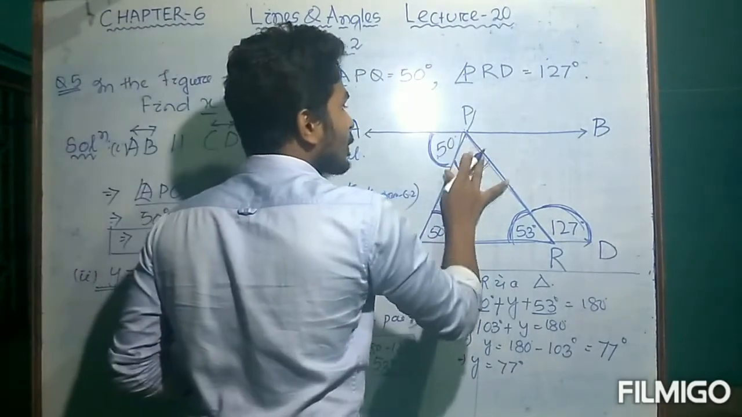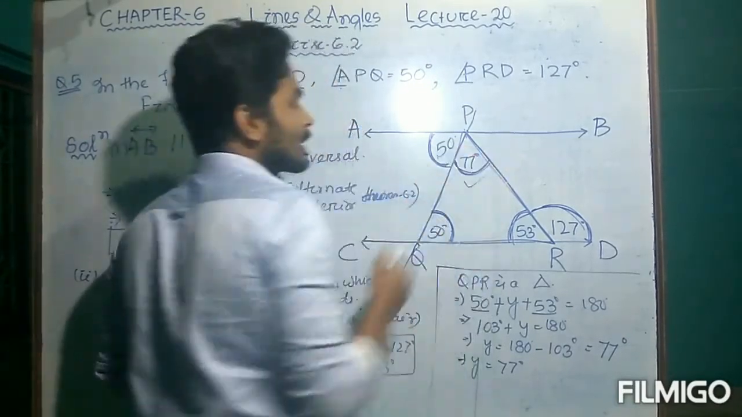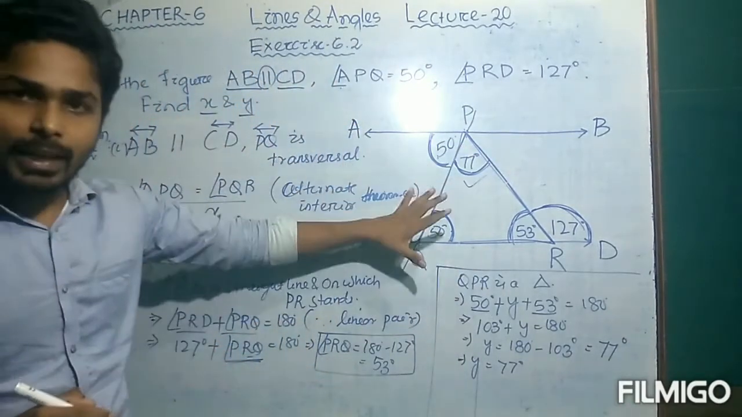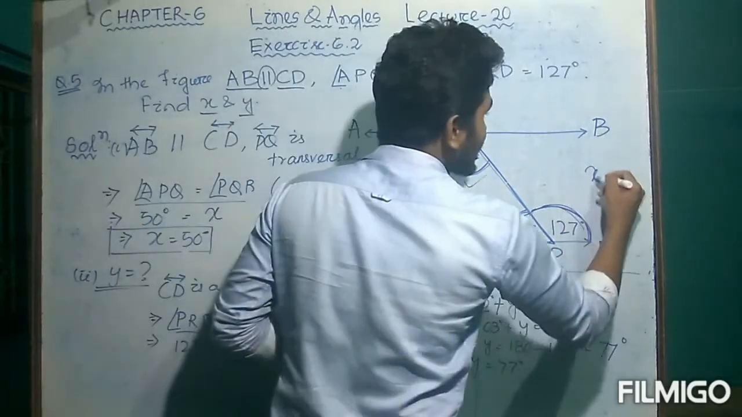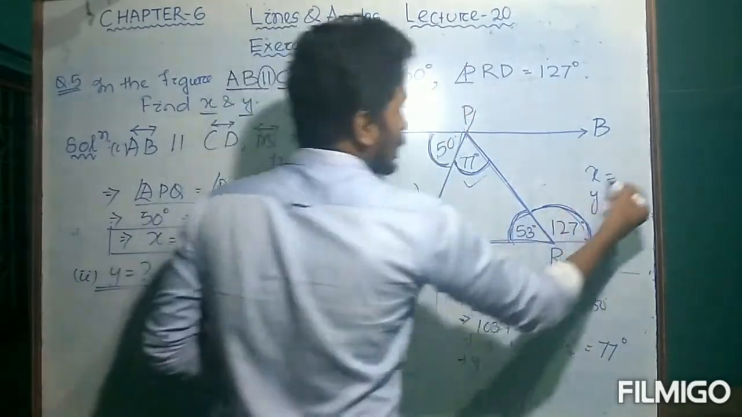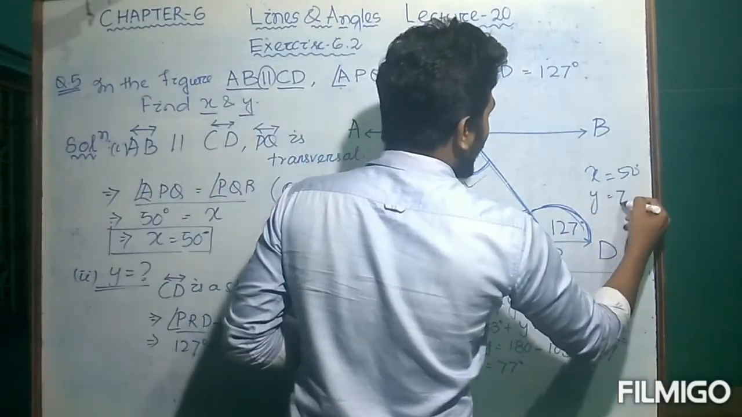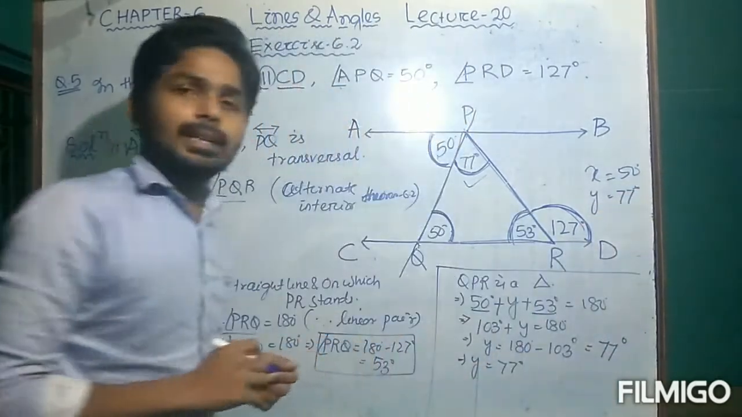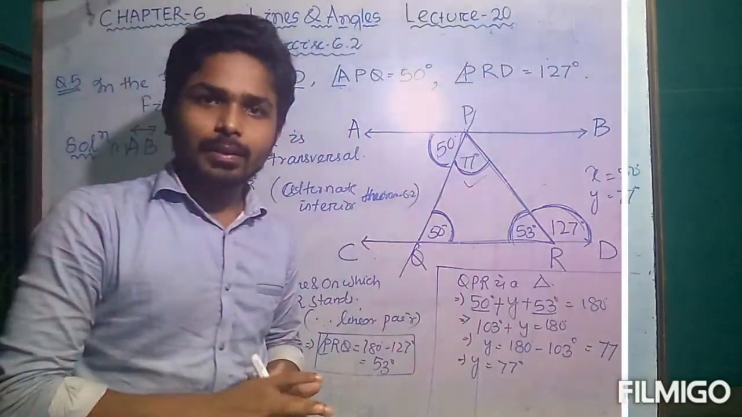So this value is equal to 77 degrees. Finally we find the values of x and y: x is equal to 50 degrees and y is equal to 77 degrees. Understood?